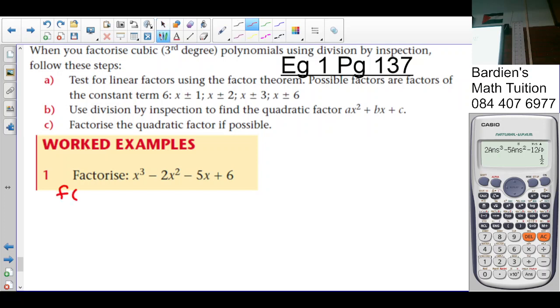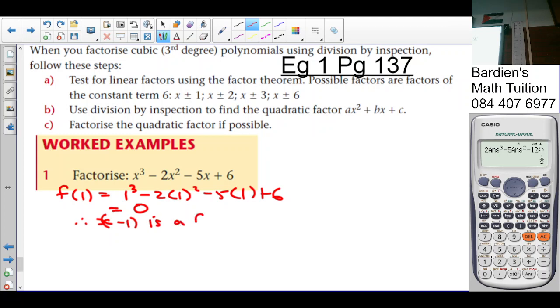So we have f of 1. Wherever you see x, you put a 1. 1 cubed minus 2 times 1 squared minus 5 times 1 plus 6. That gives you 0. Then what do we say? Therefore, x minus 1 is a factor of the expression.